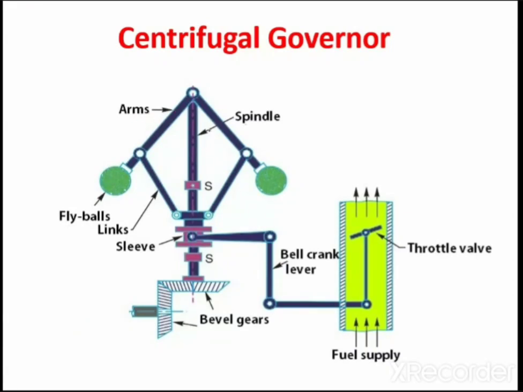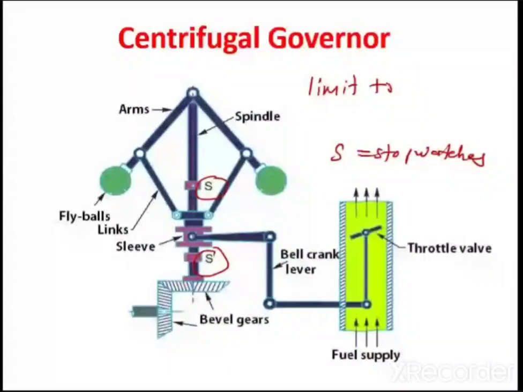So we have basically, okay, one more point. These are nothing but two S. What is this S? S is called stopwatches. Why is it used? In order to limit the travel of the sleeve. Okay. So basically we know that there should be a limitation on the movement of the sleeve. Means what? How much the sleeve will move downward and how much the sleeve will move upward.